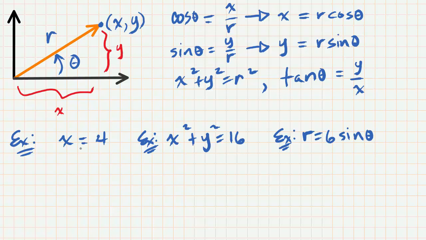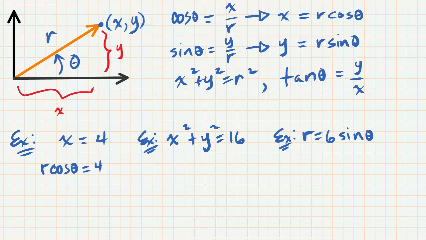Let's suppose we have the vertical line x equals 4. Well, if we want to convert that over to polar, we're going to take that x and replace it with r cosine of theta. We now have an equation with r's and thetas, so that's a polar equation. Ideally, we solve for r.